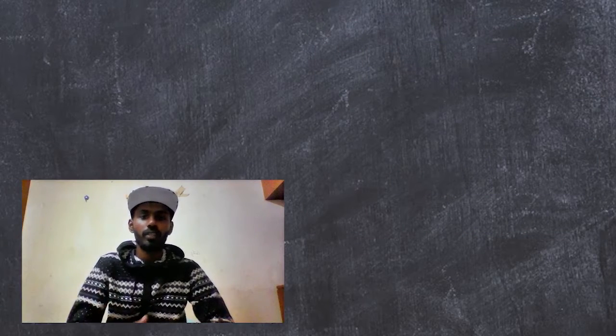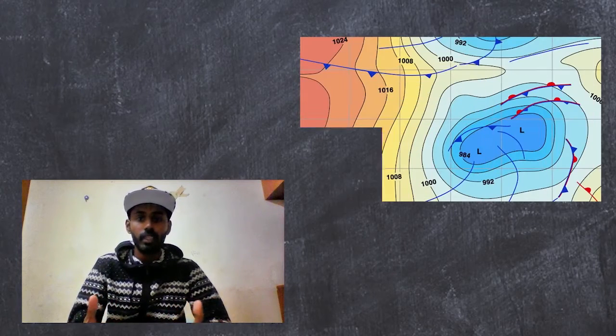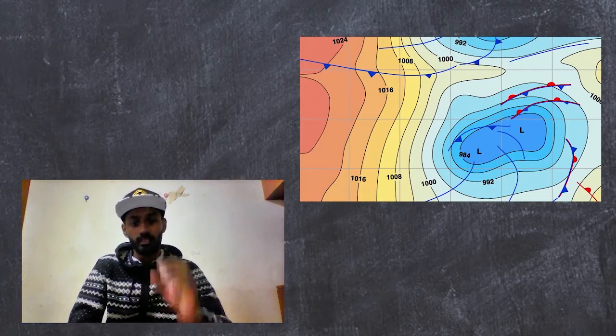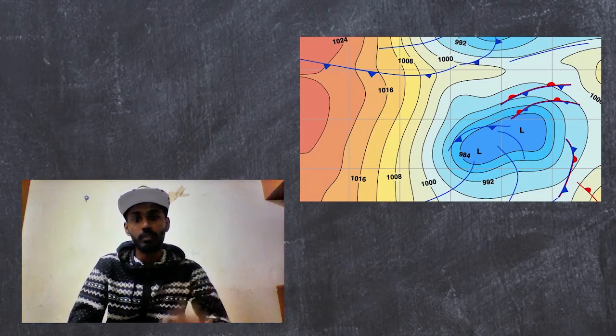So how do we find the low pressure system in our atmosphere? In a given weather chart, try to look for the lowest sea level pressure, and the center of the lowest sea level pressure will be the low pressure system.